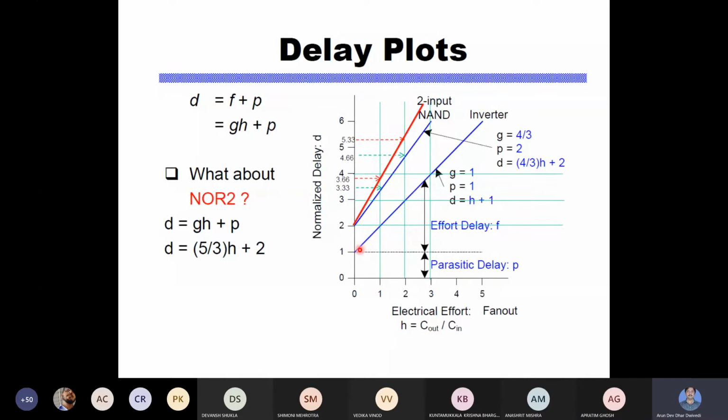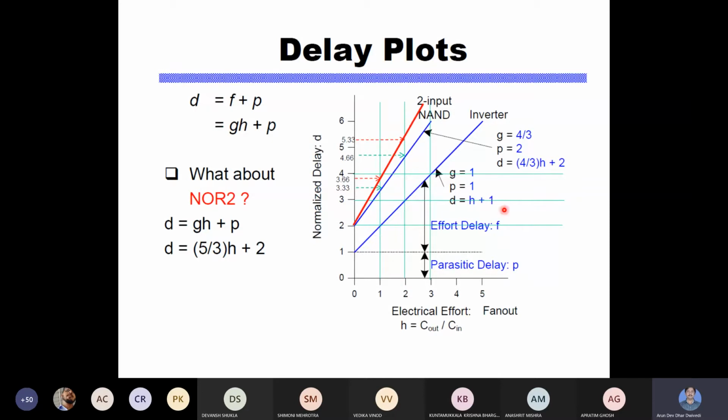Here some lines are given. This one is for the inverter. Here the normalized delay is plotted against electrical effort, also called fan out, H equal to C out by C in, with values 0, 1, 2, 3, 4, 5. If you increase the fan out, this shows how the normalized delay varies for the different gates. This blue line is for the inverter, this blue line is for the NAND gate, and this red line is for the NOR gate.